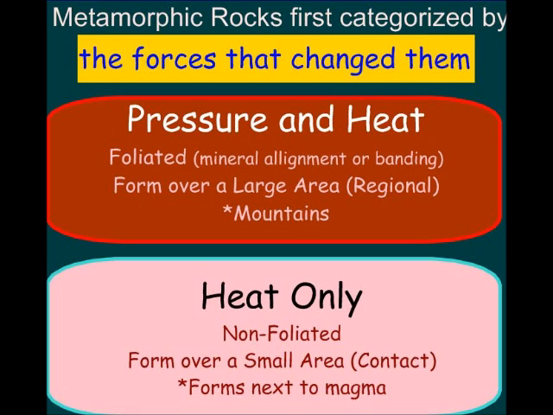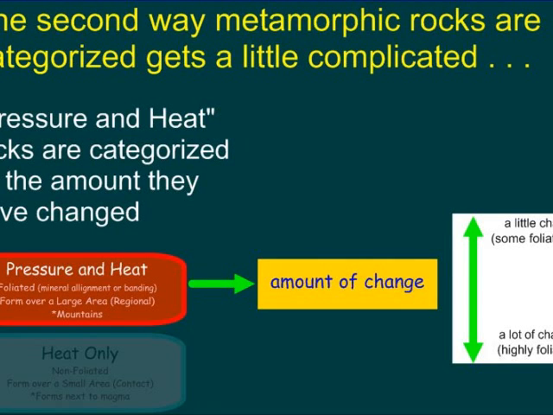The other category is the heat-only category. And these are non-foliated, so we're not going to see any mineral alignment or banding in a non-foliated rock. And this usually forms over a small area, which we call contact metamorphism. And basically, this would form right next to an igneous rock. It forms next to magma. So this is rock that got really hot, but not so hot that it melted.